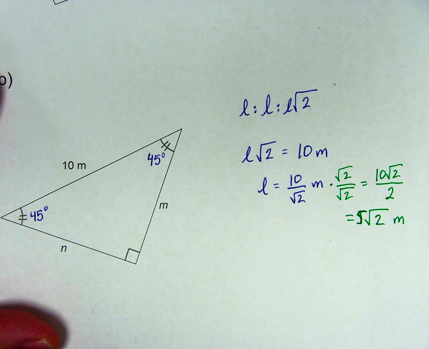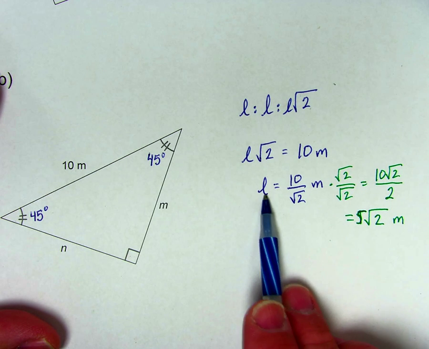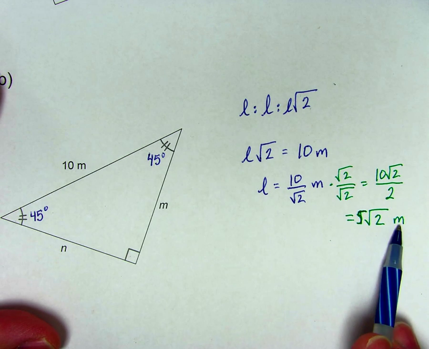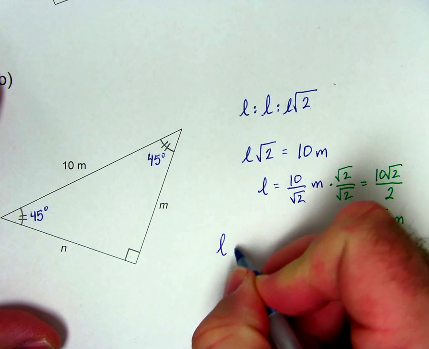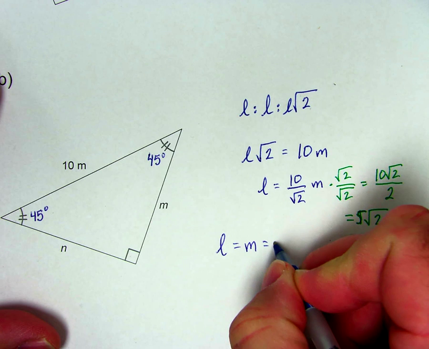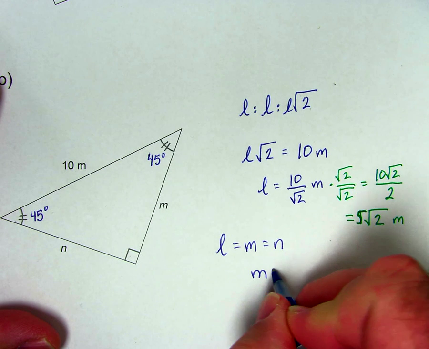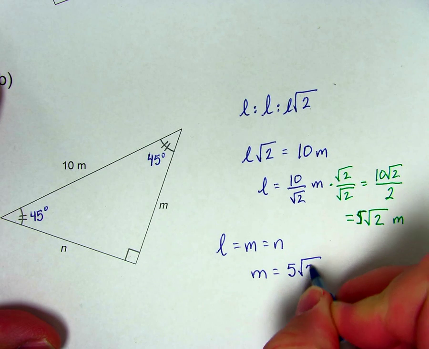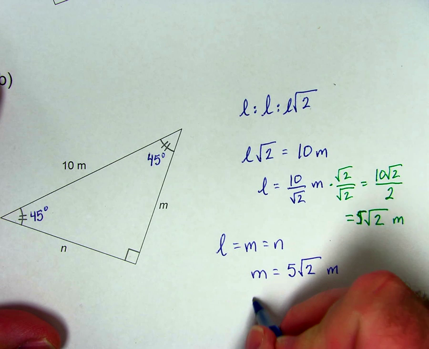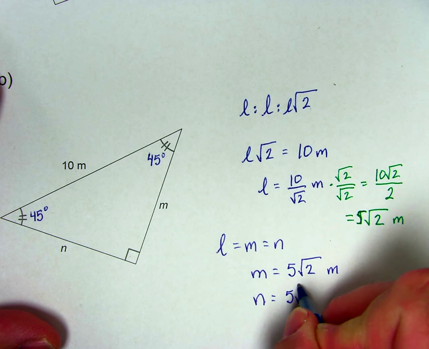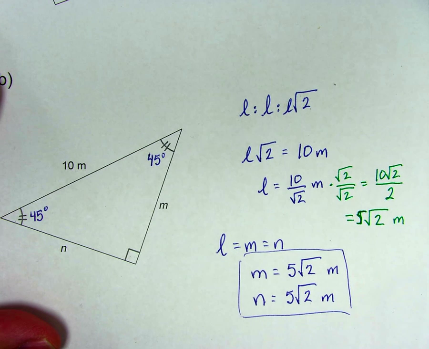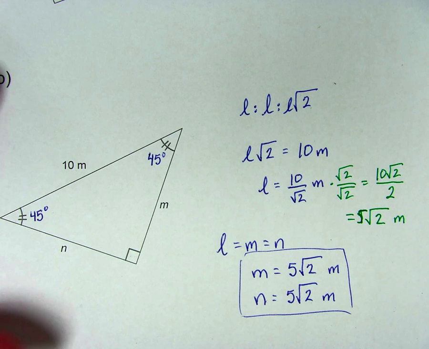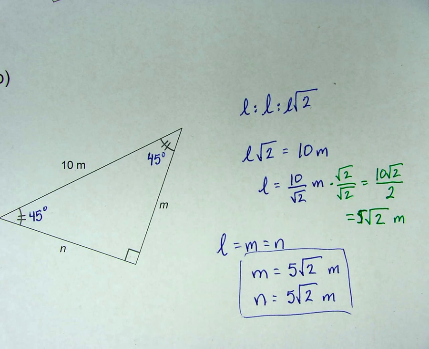So I now know that L is 5 times the square root of 2 meters, and that represents the lengths of each of these two legs. So I would know that M is going to be 5 times the square root of 2 meters, and N is going to be 5 times the square root of 2 meters. Those are the examples for the 45, 45, 90 triangles.